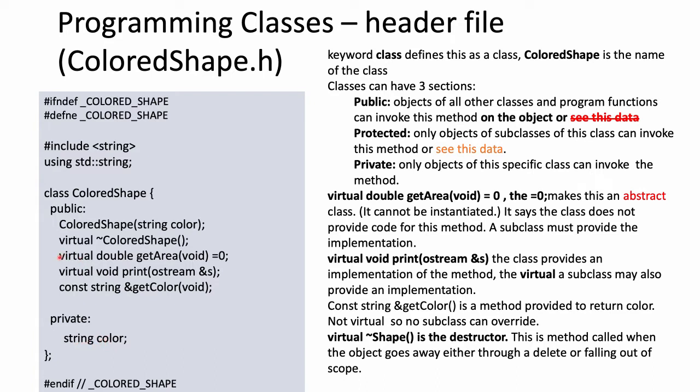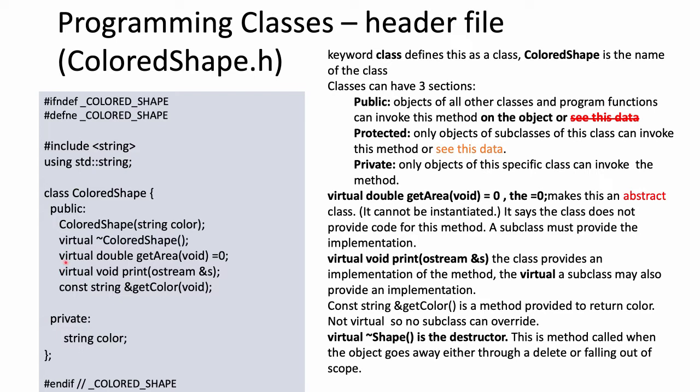Now let's look at these methods. The important one to note, ColoredShape, is what is called the constructor. The colored shape's constructor takes one string, which is going to be the color variable. Colored shape has a destructor. Very, very important when you're defining an abstract class or any class with virtual methods that you define the destructor as also being virtual. This will ensure that this method can actually be invoked.